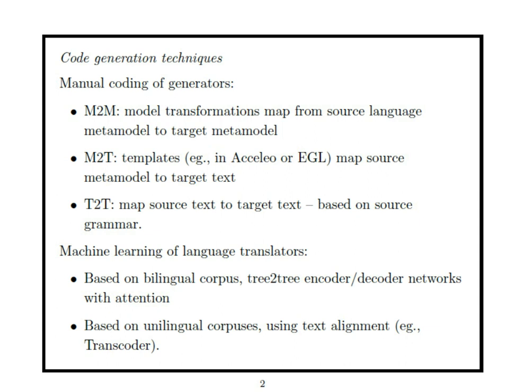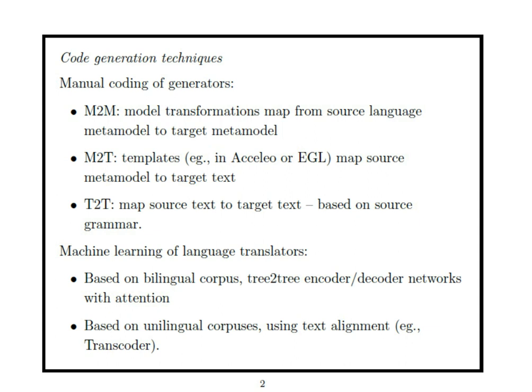Model to text is perhaps the mainstream approach, where template languages based on the structure of the target language are used to generate target text, and these are filled in from information from the source model. So here again, knowledge of the source meta-model is needed. And then we have text to text languages, where the source text is mapped to target text, and this is usually based on a grammar of the source language rather than on a meta-model.